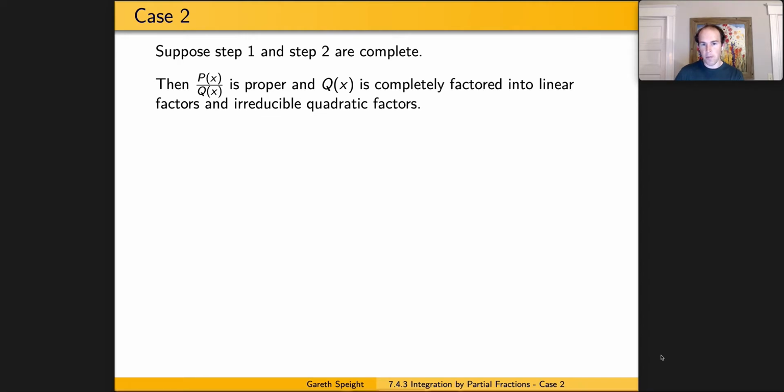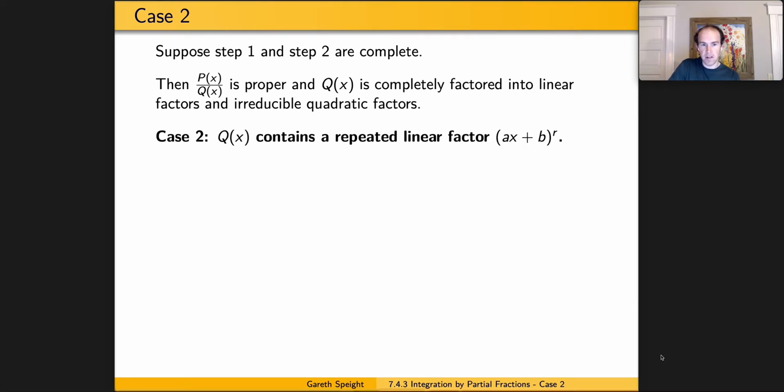We're supposing that step one and step two are already complete. Step one, meaning that the rational function we're trying to integrate is proper. Step two, meaning the bottom is completely factored. And now in case two, we're going to assume that there are only linear terms, but possibly some of them are repeated. So case two is when the denominator contains a repeated linear factor, ax plus b to some power r.